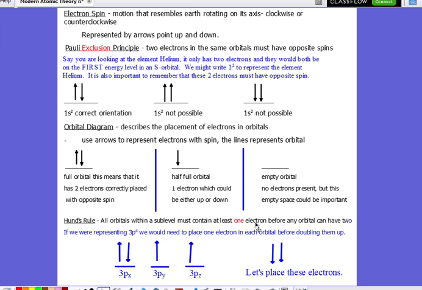Put 1 electron in any orbital before you can have 2. There's the 4th one. And then these 2 orbitals are both half filled. And that half filled gives sulfur some of its fancy properties we're going to use later in the year.